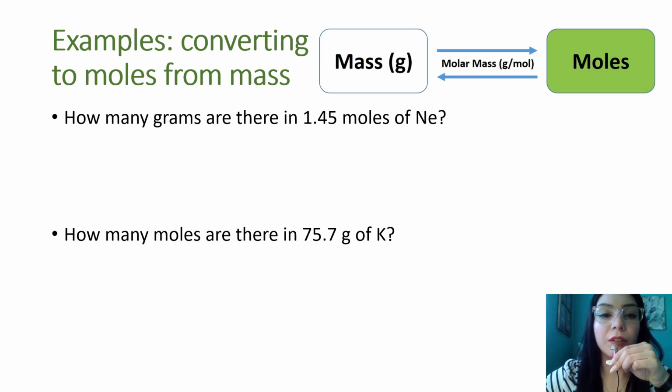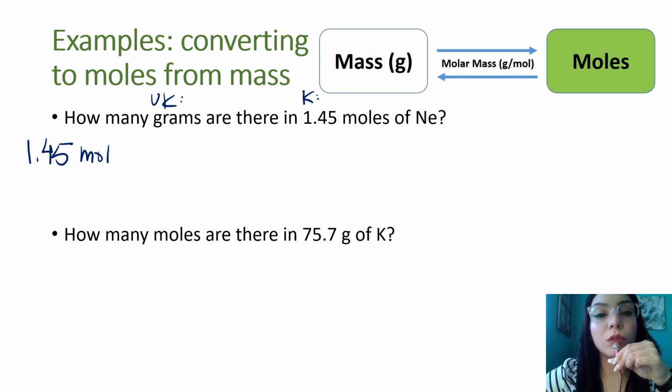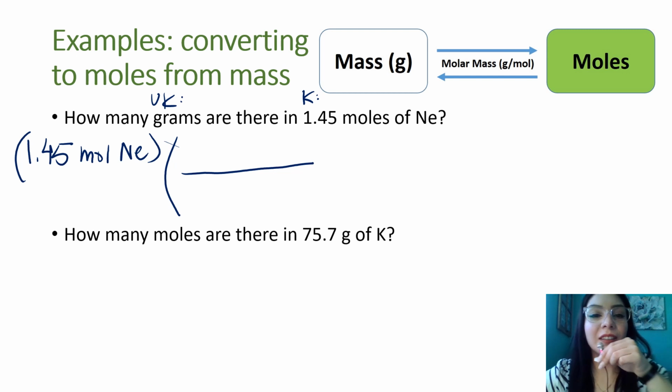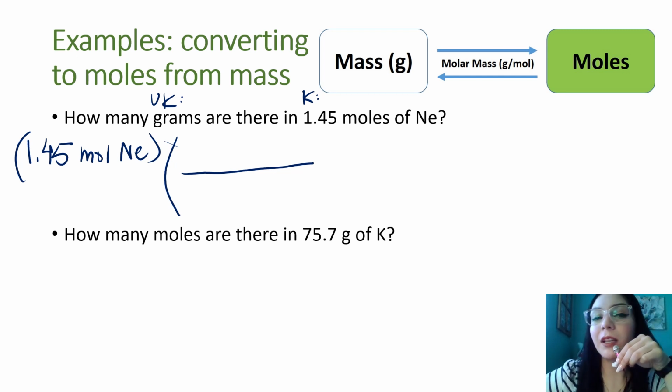So we're going to start off here. How many grams are there in 1.45 moles of Ne? So our known is our moles of Ne. Our unknown is grams, right? So you start by setting up your known. And you can abbreviate moles with mol. That I allow, but not labeling at all. It's better if you just get into the habit of labeling everything in its entirety.